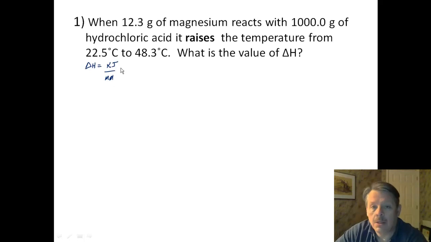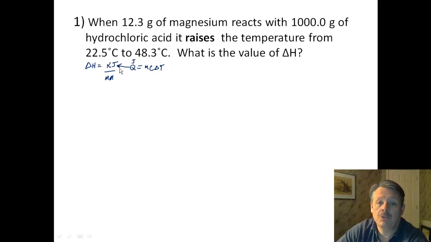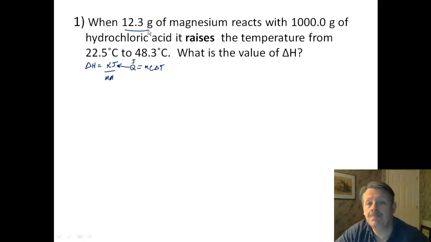All right. The problem is that we don't know those pieces of information. And so we have Q equals mc delta T as one of our equations that we use. And from Q, we can get kilojoules. Now remember that Q is in joules, so we have to go from joules to kilojoules. That's pretty easy. And we have mass here. We're given 12.3 grams of magnesium, so that gives us the ability to get to moles. Okay? So let's look at our equation.